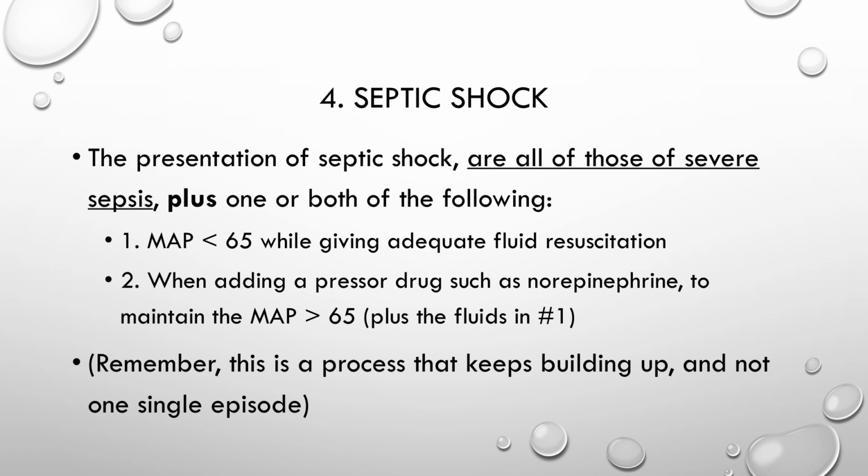Moving on from severe sepsis to septic shock. The presentation of septic shock is all of those in severe sepsis plus one or both of the following: a MAP of less than 65 while giving adequate fluid resuscitation, or when adding a pressor drug such as norepinephrine to maintain the MAP of greater than 65 plus the fluids. Remember, there's a process that keeps building up and not just one single episode. So systemic inflammatory response goes to sepsis, to severe sepsis, and then to septic shock.